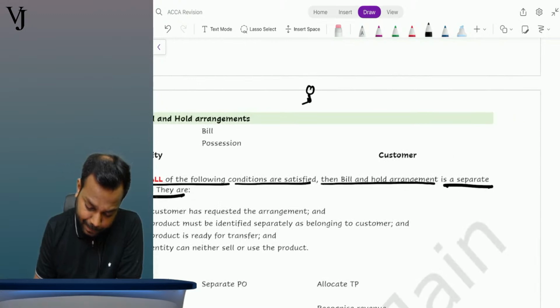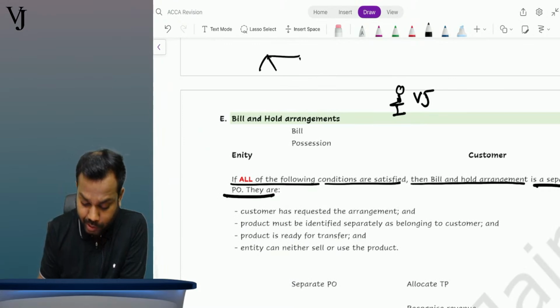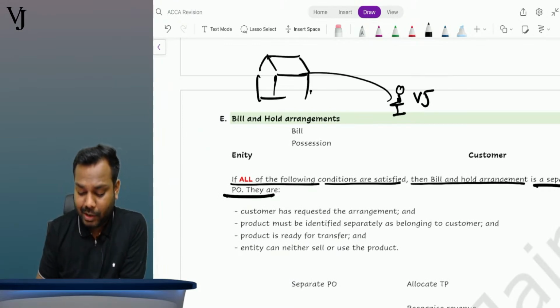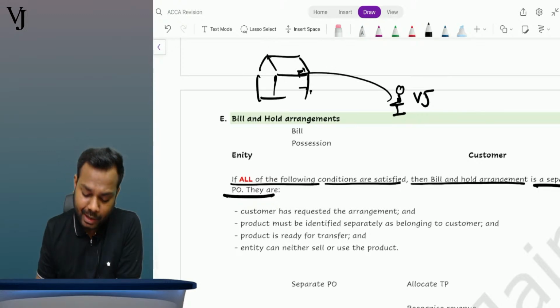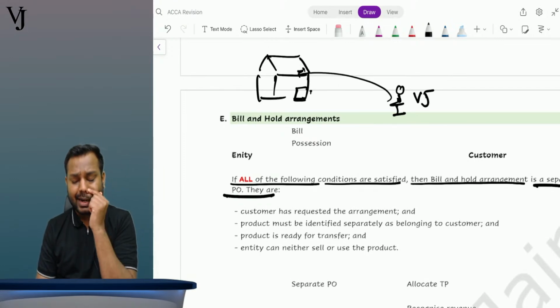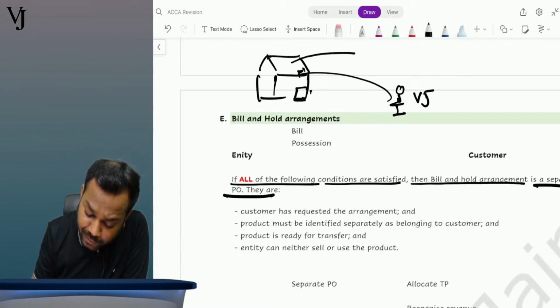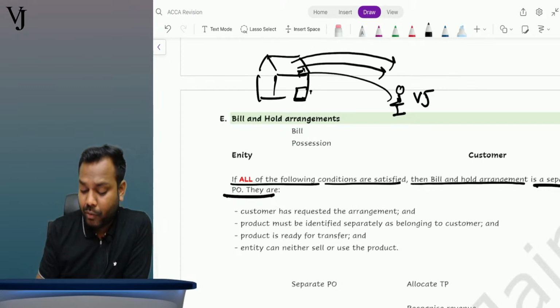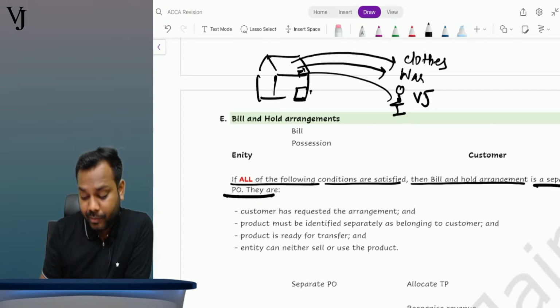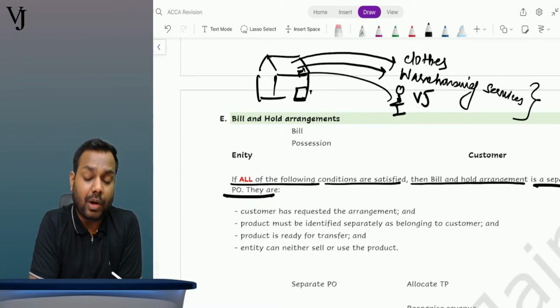Let's suppose this is me, VJ, and this is a shopping mall. I went inside the shopping mall, I purchased the clothes, but I kept them there. I paid the amount and I kept them there, which I will collect after some time. Now tell me, the shopping mall is giving me what? Two things. One is the clothes and another is warehousing services. So the mall is giving me two things, clothes and warehousing services.